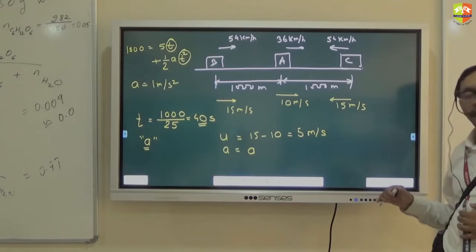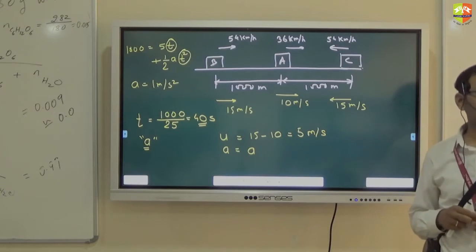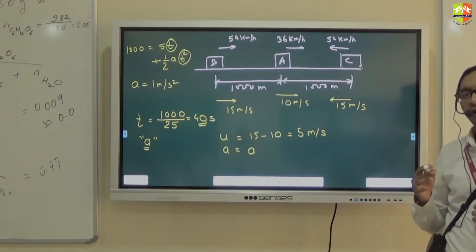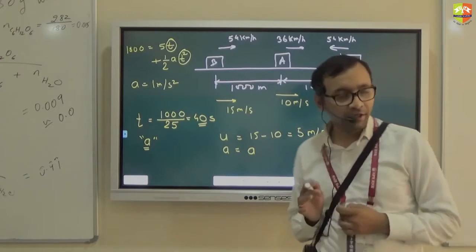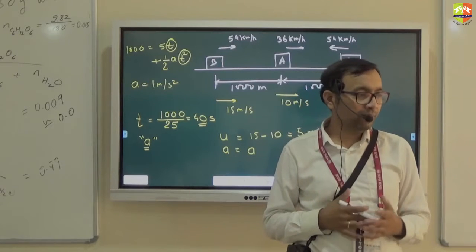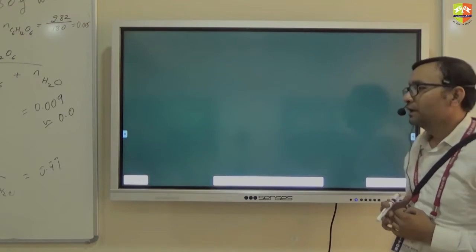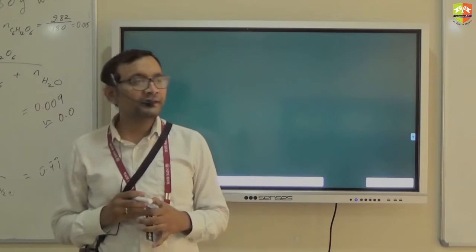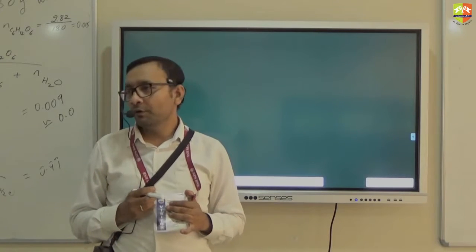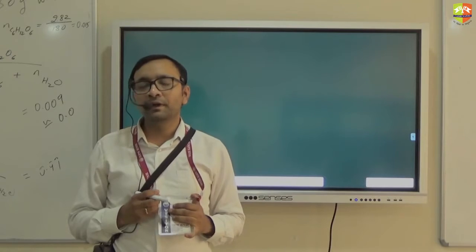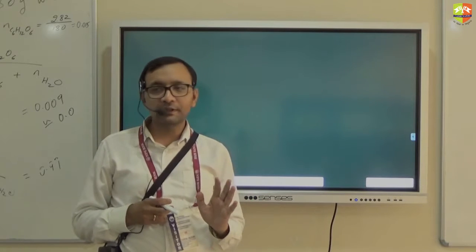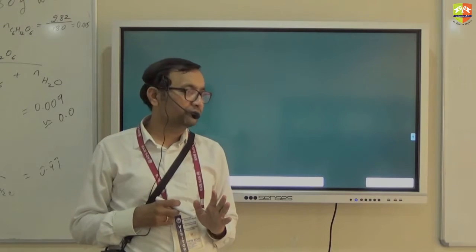Fine. Now let us try to understand the physical significance of relative velocity. Till now we have only done mathematical questions, we have used relative velocity as a tool. But physically, what does it mean? That is what I am trying to discuss here. I discuss it with one example. Suppose there is a swimmer who can swim. His capability is to swim at, let's say, 2 meters per second. 2 meters per second is his capacity.